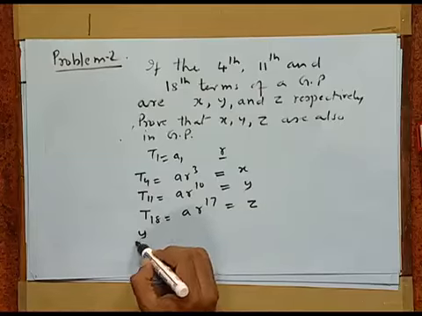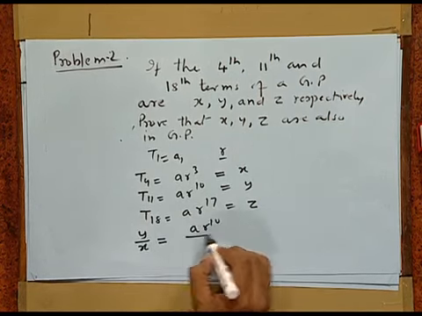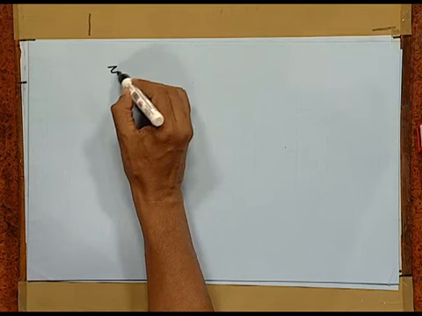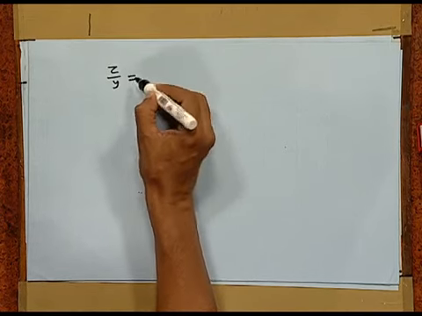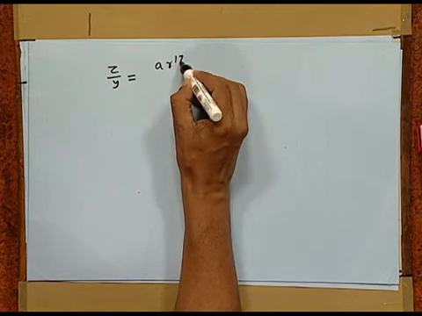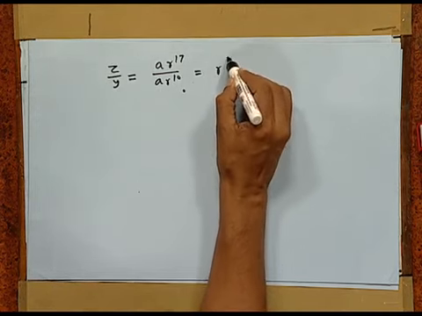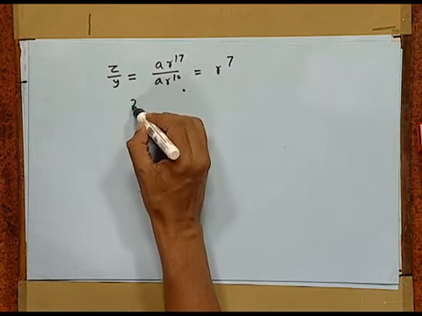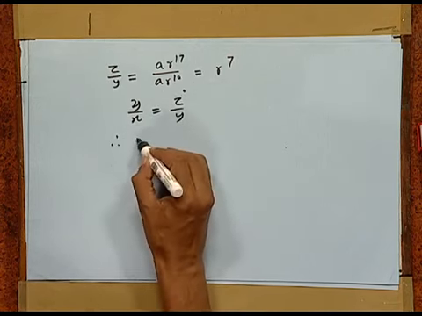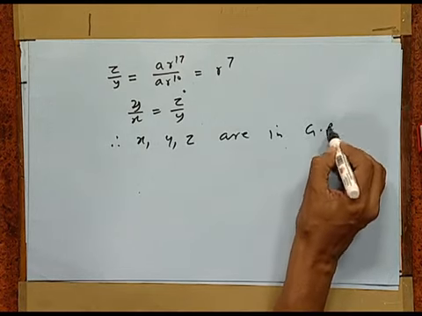So, now we have y upon x, that is AR power 10 upon AR cube gives R7. Also, z upon y equals AR power 17 upon AR power 10, this gives R7. Thus, we find that y upon x is equal to z upon y. It means x, y, z are in GP.